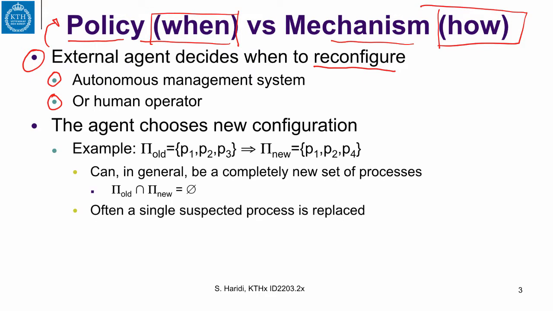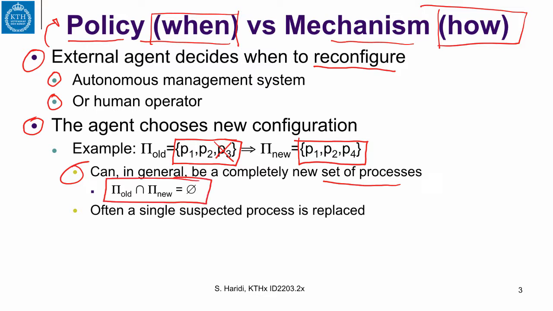So the agent chooses a new configuration. For example, if we have a system with 3 processes, P1, P2, and P3, that is one configuration. Then we can create a new configuration where we remove P3 and add a new process, P4. This could happen, for example, if we suspect that P3 is not operating or is operating slowly. So we want to change that process. But in general, the set of processes in the new configuration could be a completely new set of processes. It means that the old configuration and the new configuration are disjoint.